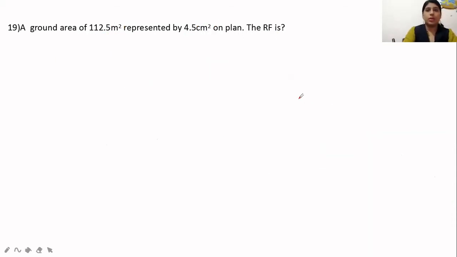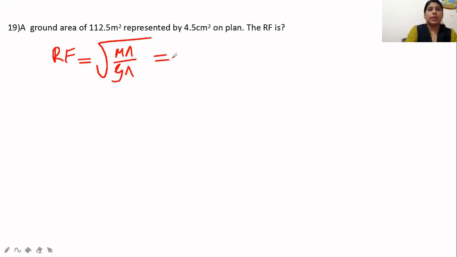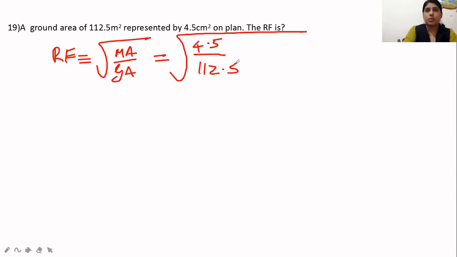Okay, so you understood how that square root comes. So the representative fraction here is the square root of the map area by the ground area. What is the map area given? Square root of map area is 4.5 centimeter square divided by 112.5. This is in centimeter square and this is in meter square.